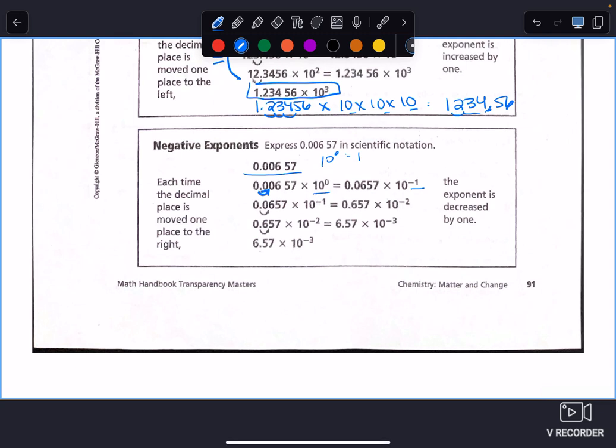And then if we move it another place to the right, now it's going to add another negative exponent, and another place to the right, it's going to add another negative exponent. And so now we have 6.57 times 10 to the negative third, which is 6.57 times 0.001, or 1 over 10 to the third, which is 10 times 10 times 10, which is the same as 1/1000th. 1 over 1,000 is 1/1000th, which is 0.001.